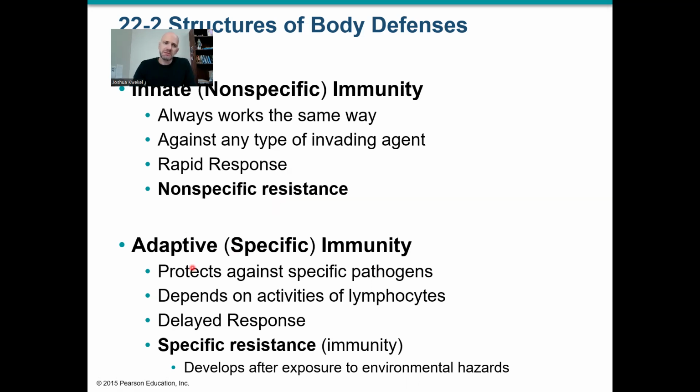The adaptive immunity protects against specific pathogens, depends on activity of lymphocytes. You need B cells and T cells for adaptive. And it's a delayed response, okay, on the order of a couple of weeks. It takes a couple of weeks for this to get activated appropriately, because the B cells and T cells, that activation takes some time. Okay, and it provides a specific resistance.